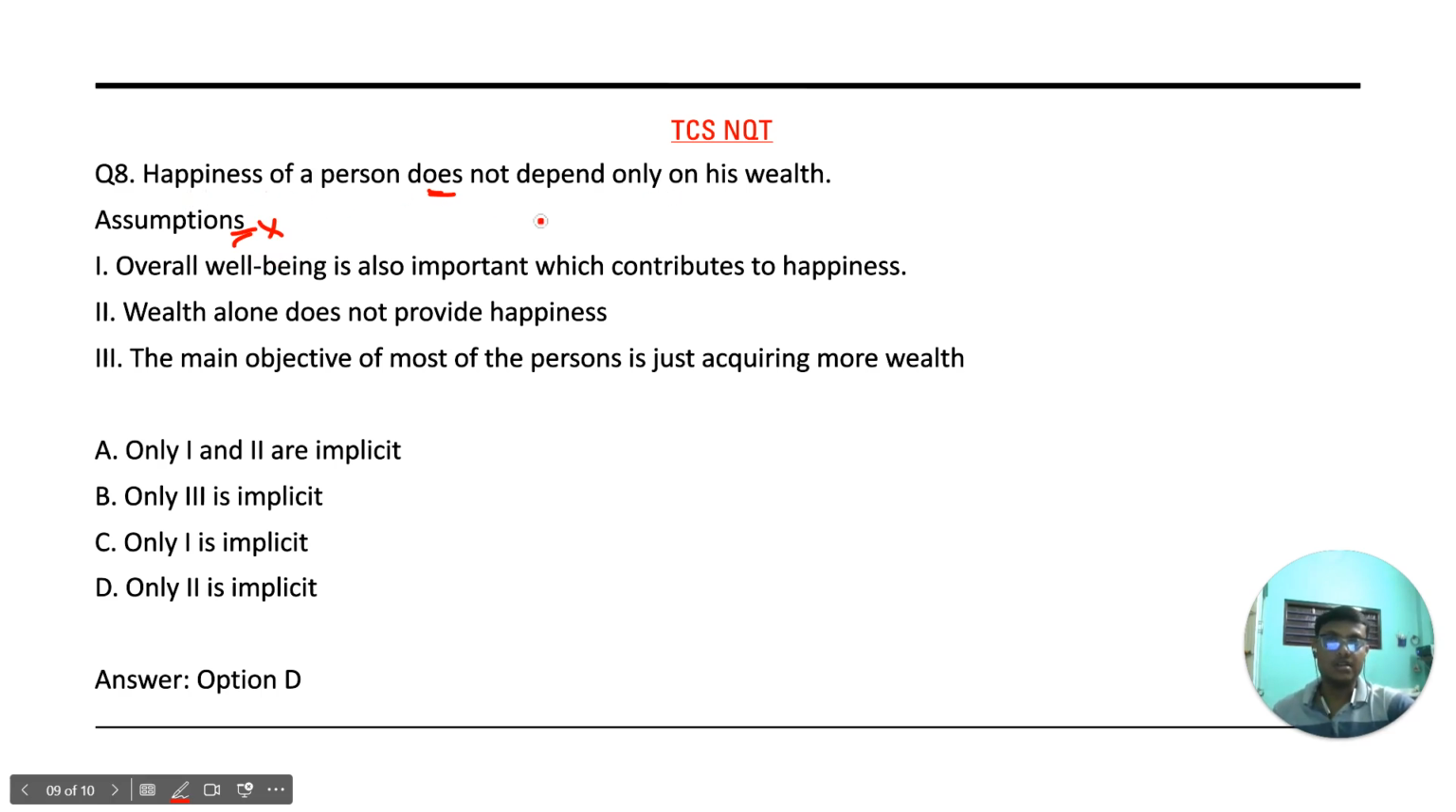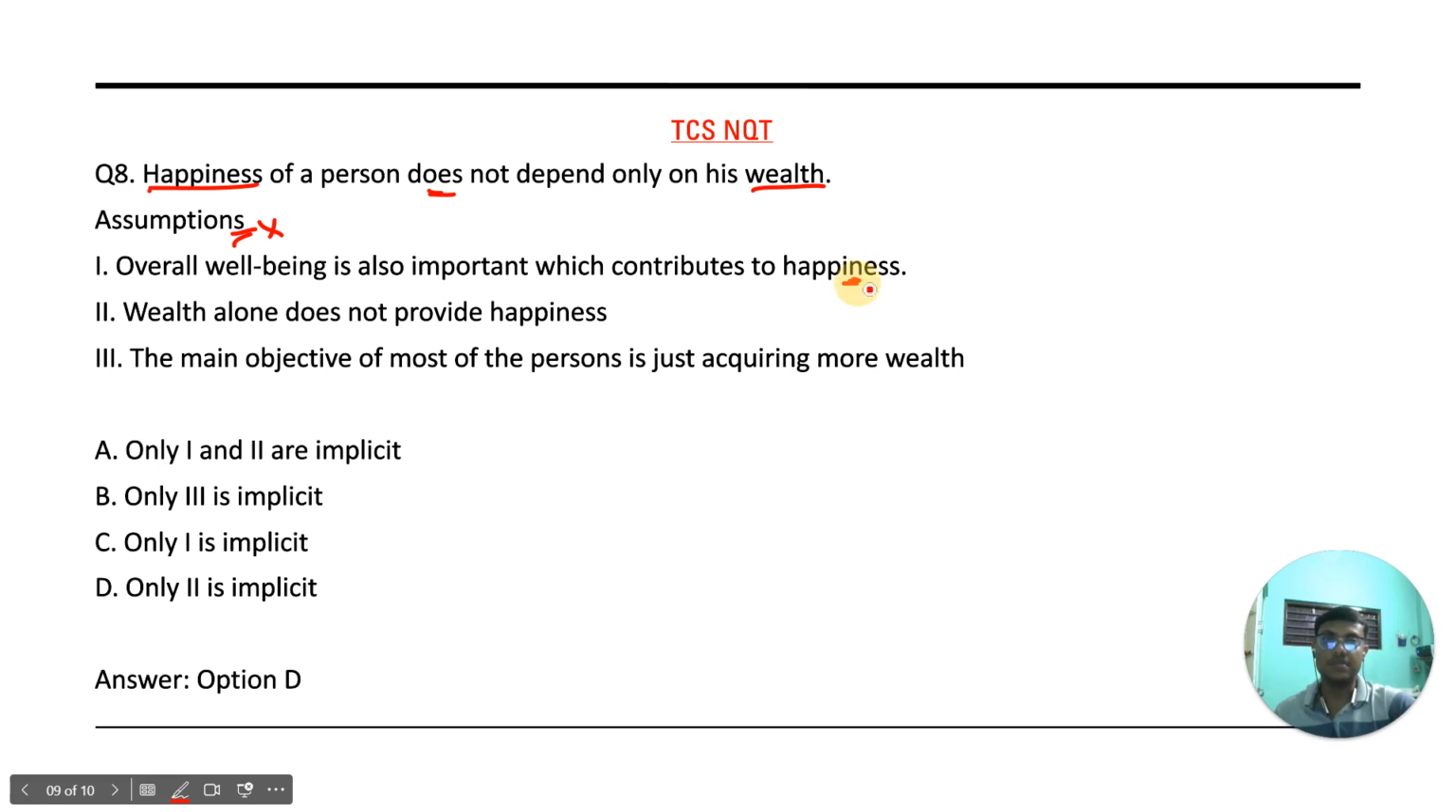Happiness of a person does not depend on his wealth. So a few points that we need to mark here are important words that have been given: happiness, and happiness of a person does not depend on his wealth. So these are the two important points. So our assumption would be also revolving around these two points only. So assumption 1 says overall well-being is also important, which contributes to happiness.